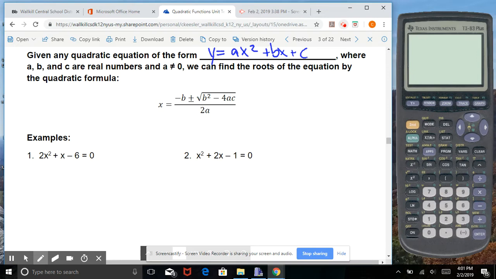So we figured out how to find the roots of an equation by factoring, giving us the linear factors, which are also the zeros. We found them by graphing and finding the points that are on the x-axis. So here is a third way to find the roots of a quadratic equation.